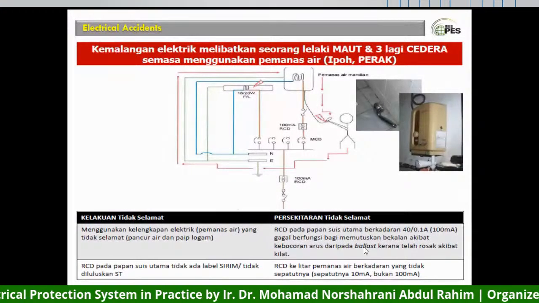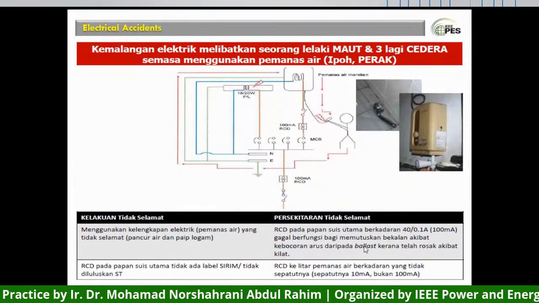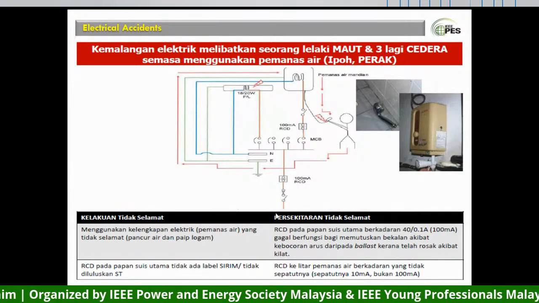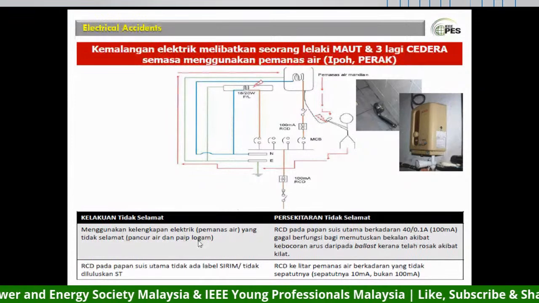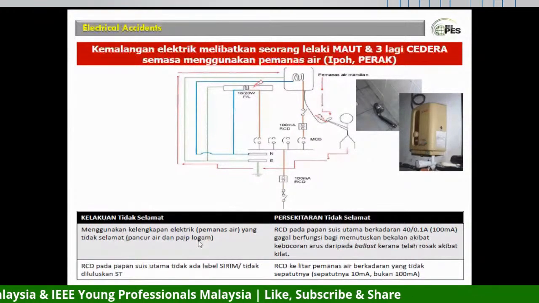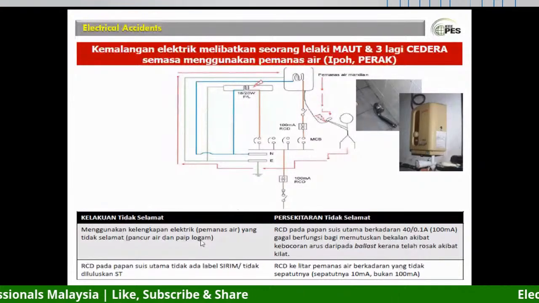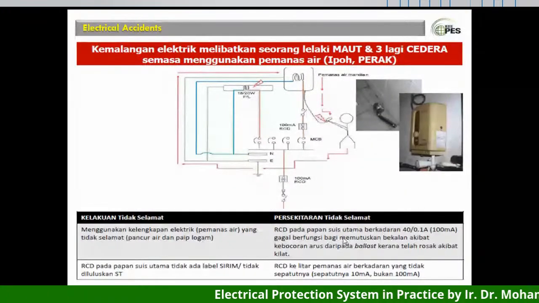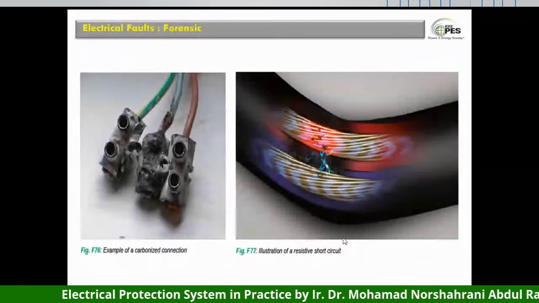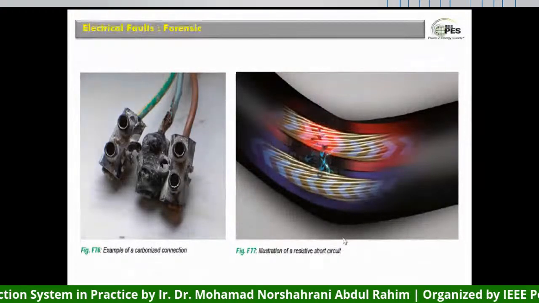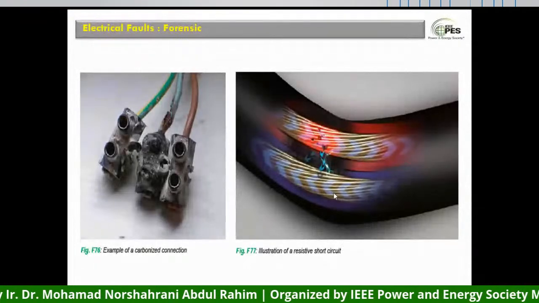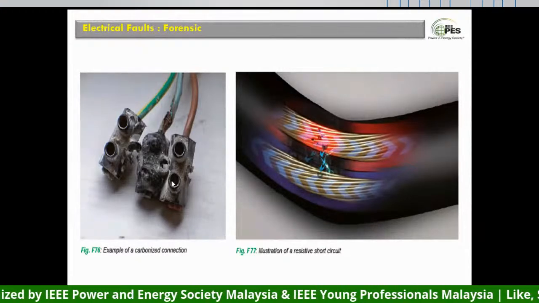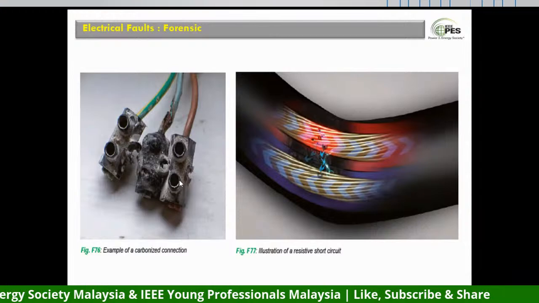The leakage current went to the RCD and it didn't trip. Unfortunately, the victim was also using the wrong material of shower, a conductor, so it affected his safety. So this is among the issues that happen. Other things, even simple materials, as forensics shows: the terminal block is a very simple thing, but even if we try to cut cost using very cheap material, it will contribute to fire.